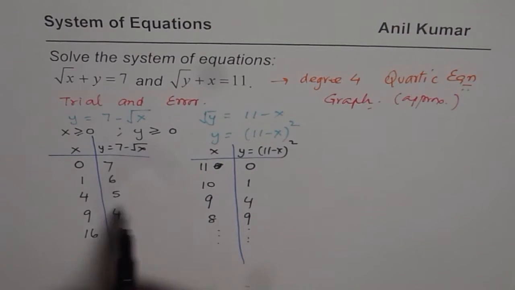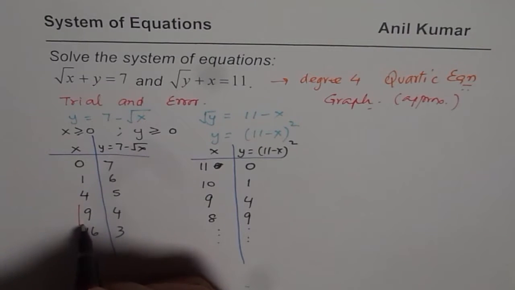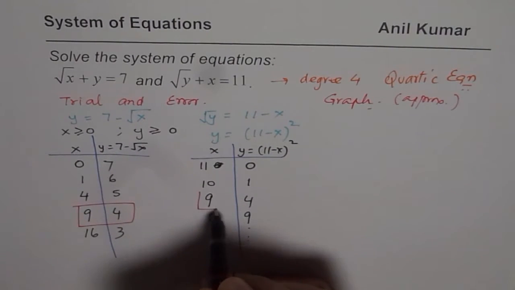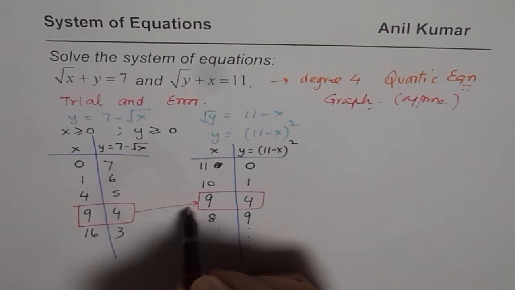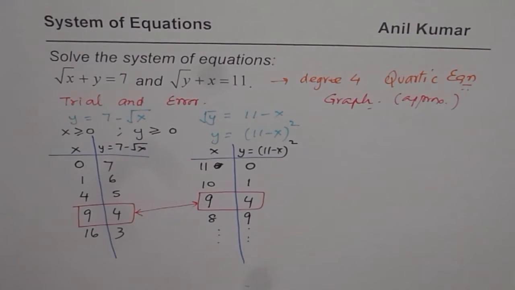Now, if you compare these two tables, we find that we do have a common point, (9, 4). Do you see that? So that becomes the solution, and therefore we can clearly write our solution: x equals 9, y equals 4. So like this, we can quickly get the solution.